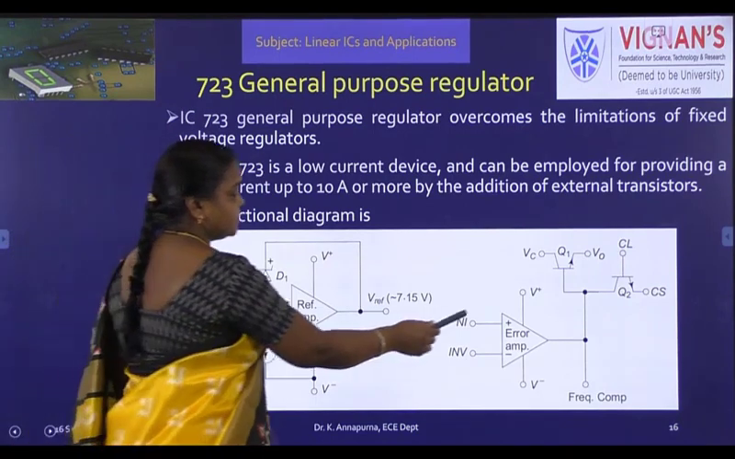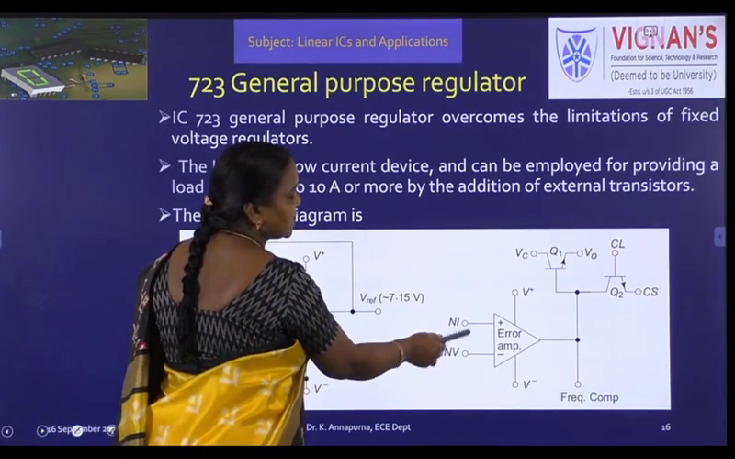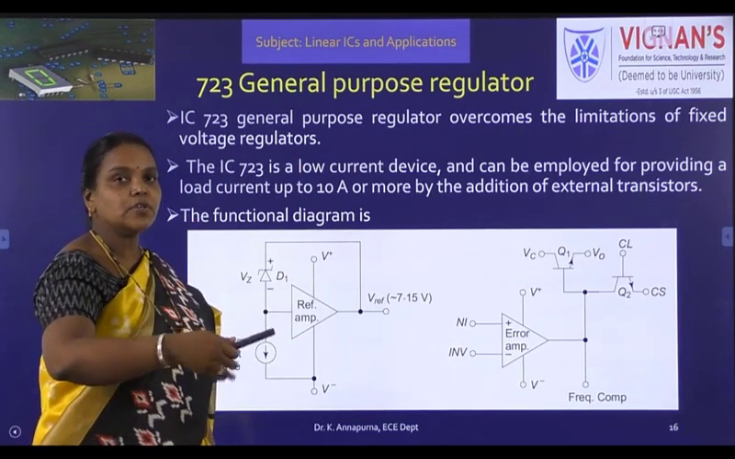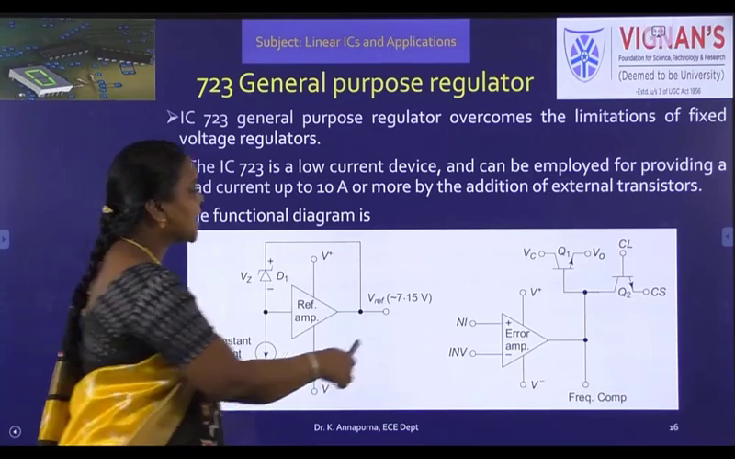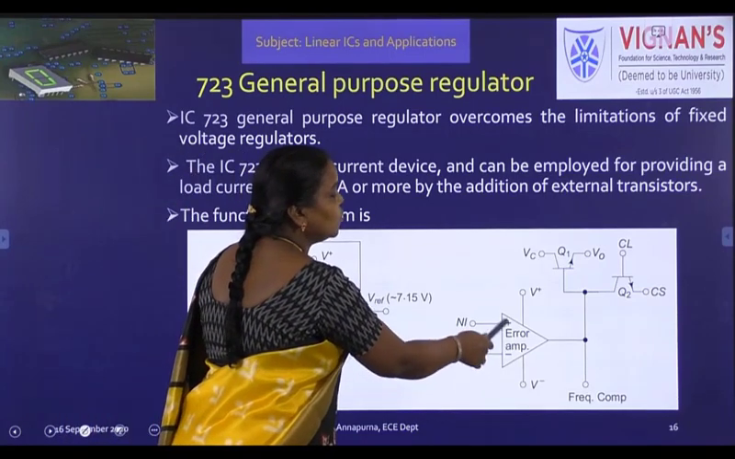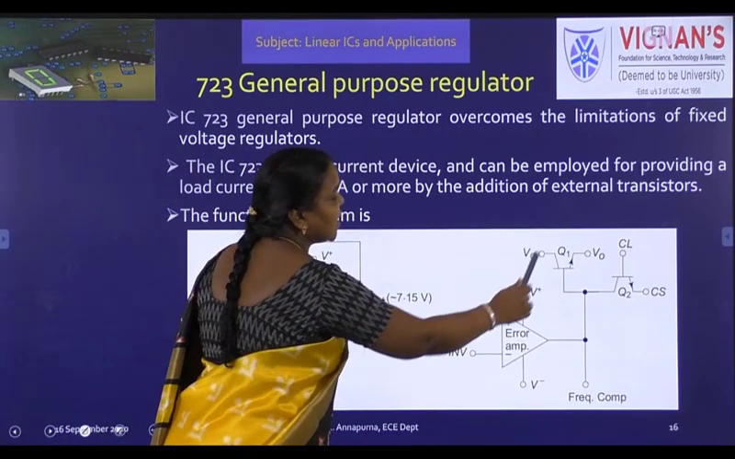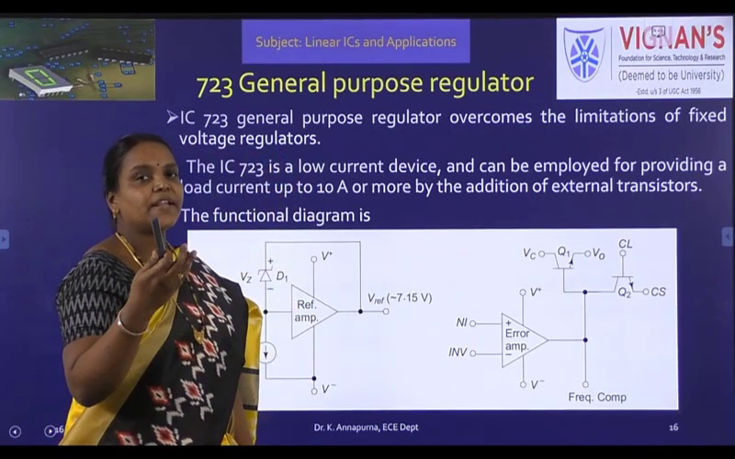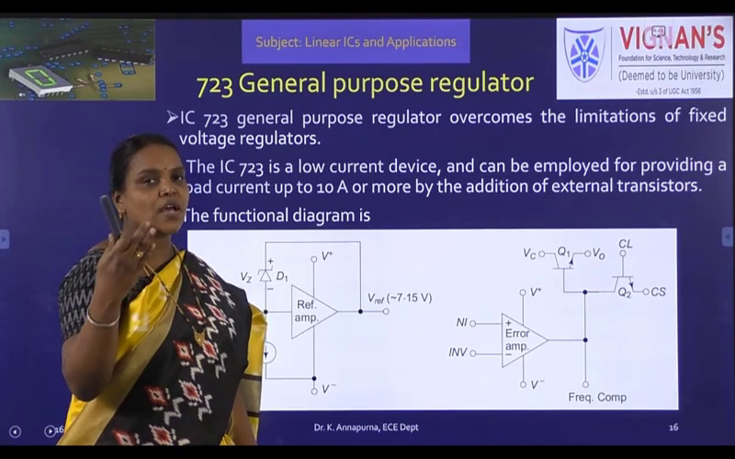Here, one of the inputs is given the reference, and the other input is given a part of the output or the output itself. The error amplifier compares these two and activates the transistor Q1 accordingly, and finally its aim is to reduce the error.